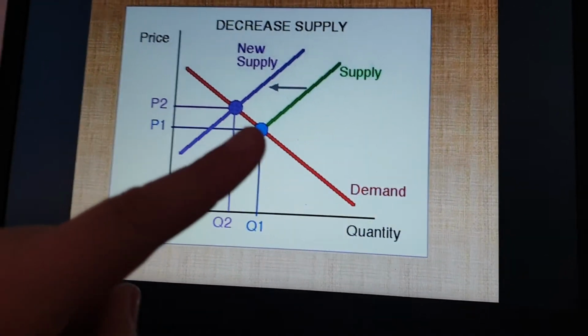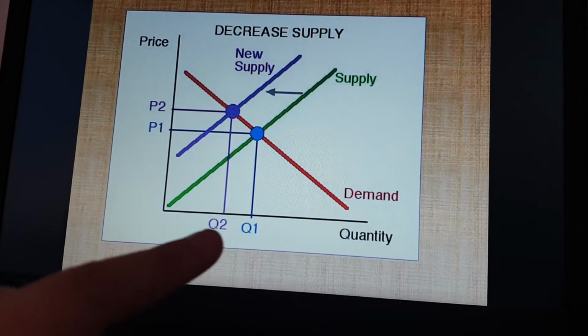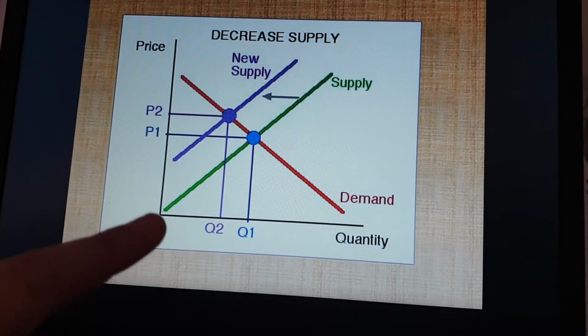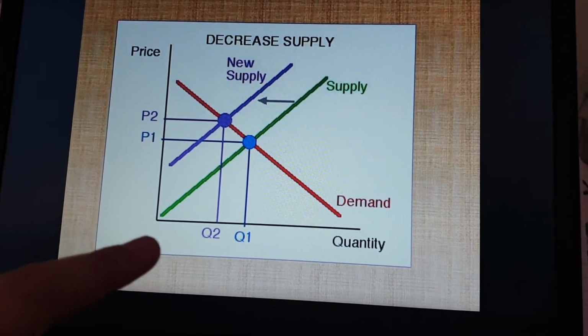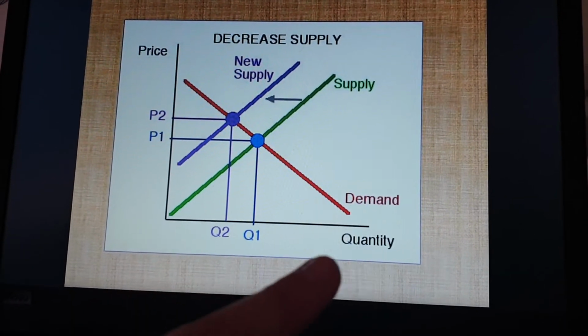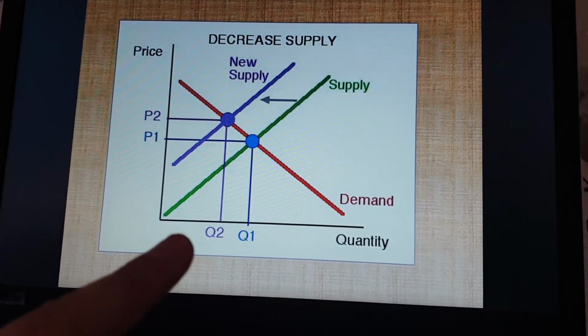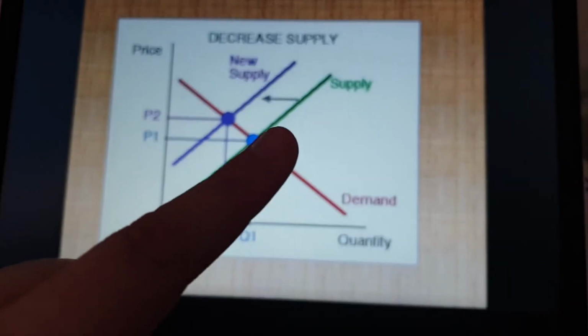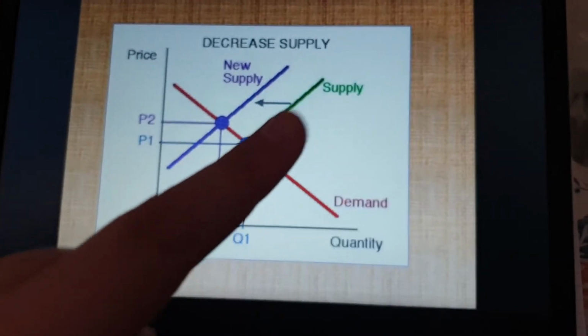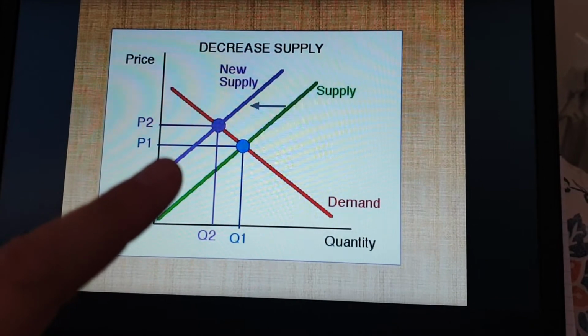My next slide shows you the decrease in supply. What happens? A decrease in supply will always shift to the left hand side, because imagine here would have been figures 0, 1, 2, 3, 4, etc. So a decrease in supply will shift to the left. It would have been SS shifting to S1.